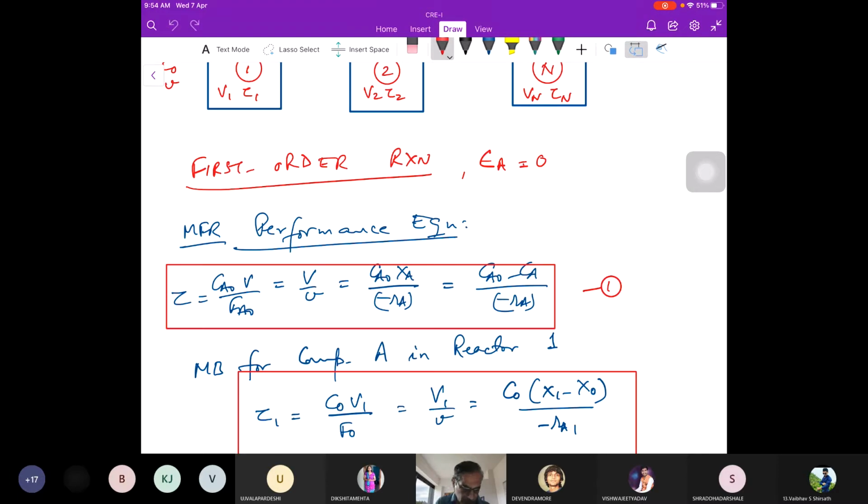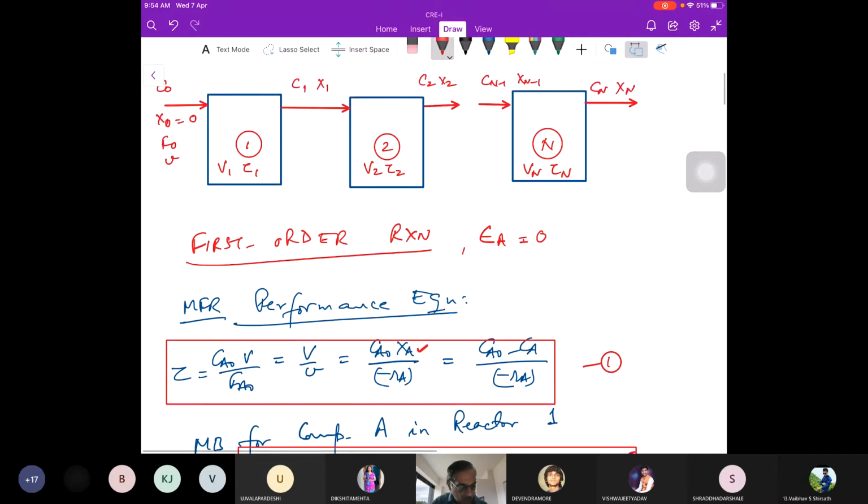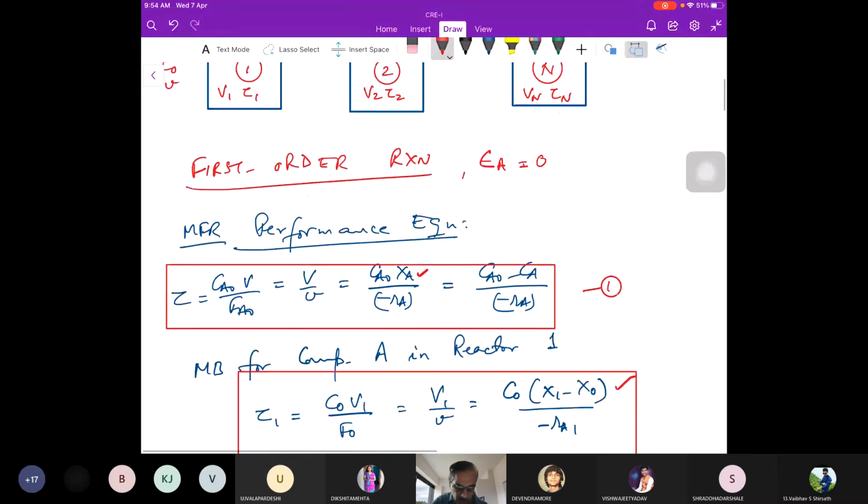instead of Ca naught Xa, we have put this one. X naught in this case we have taken as 0. If it is 0, it will be like C naught X1. If there is some conversion before it enters the reactor, that's why I have taken X1 minus X naught. Okay, and divide by minus Ra for reactor 1.